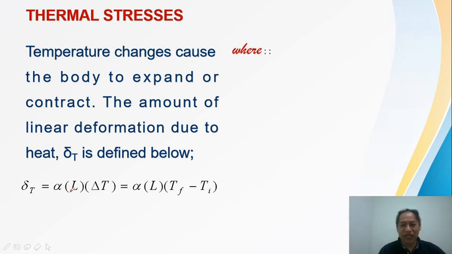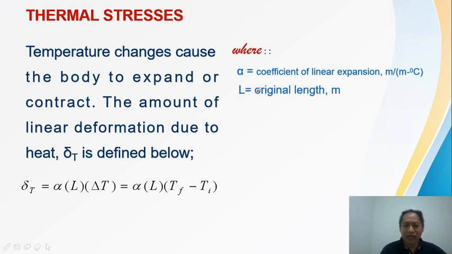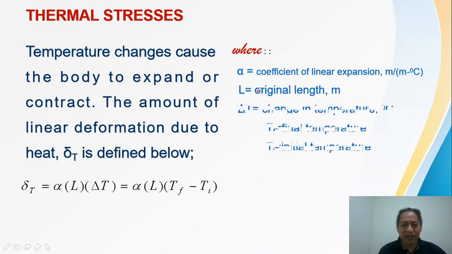For the different notation used, we have alpha, the coefficient of linear expansion, in units of meter per degree Celsius, or any other equivalent unit. L stands for the original length in meters. Then we have the change in temperature in degrees Celsius, so final temperature minus initial temperature.